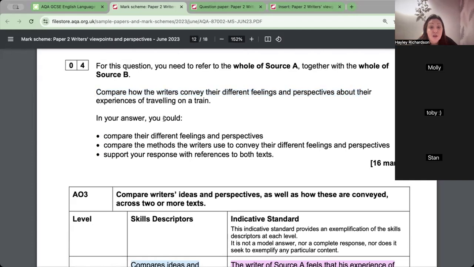In your answer, you could, which means you should, compare their different feelings and perspectives, compare the methods the writer used to convey the different feelings and perspectives, support your response with reference to both texts. And as I always say, this whole thing is basically your plan that we've done together. So you make your point, which is the writer is trying to make us feel this.